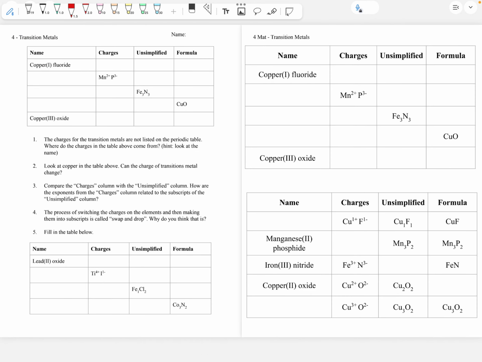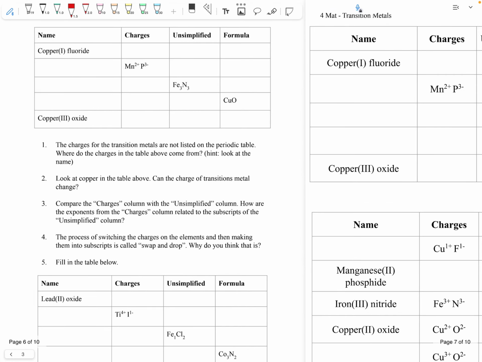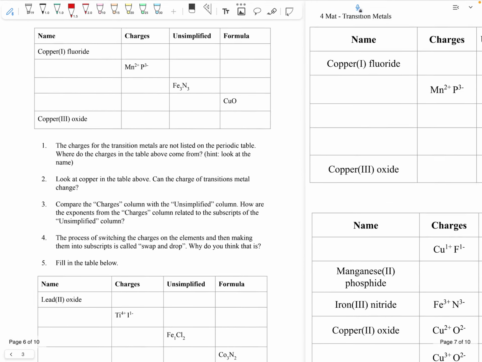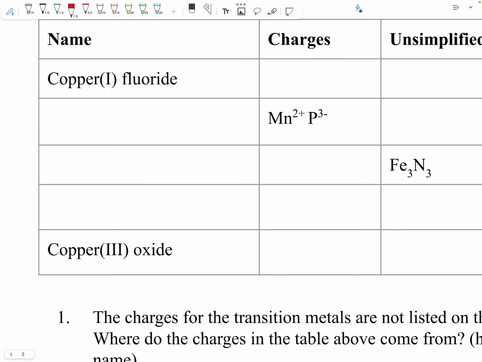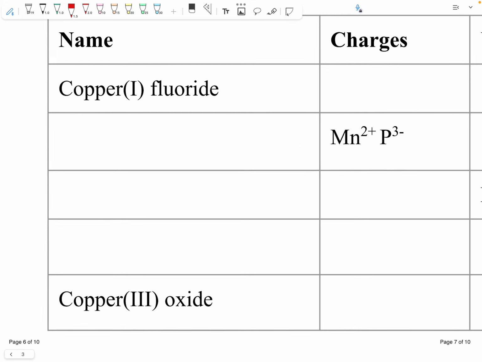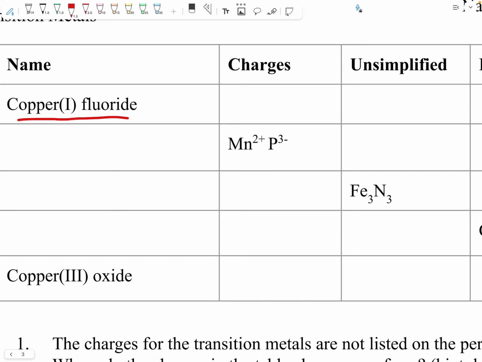Okay. So now, let's look at this one. This is transition metal stuff. Now with transition metals, they may have more than one charge. So when they have more than one charge, we show what charge is being used by a Roman numeral in parentheses, like you see one here. That's why this one is called copper(I) fluoride. The charge on the copper is a +1. That's what the parentheses mean.